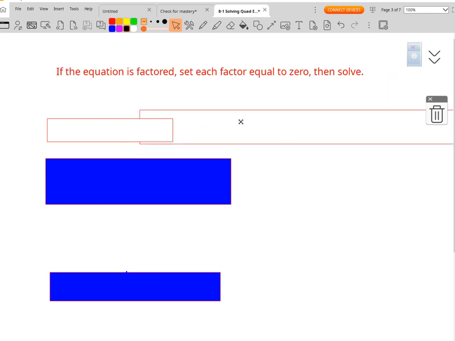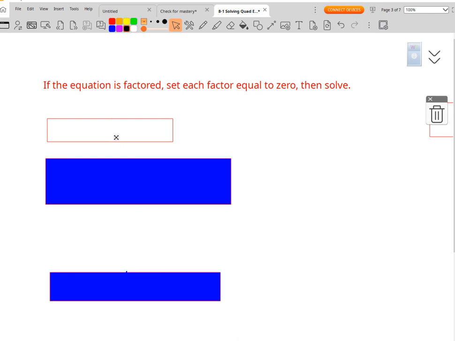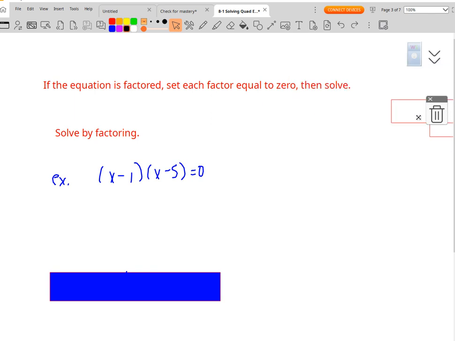All right. So if an equation is factored, we're going to solve it by setting each factor equal to 0 and then solving. So if the equation is factored, you set each factor equal to 0, then solve. We're solving equations using factoring today. So the directions are going to say solve by factoring, and we're going to have an example.